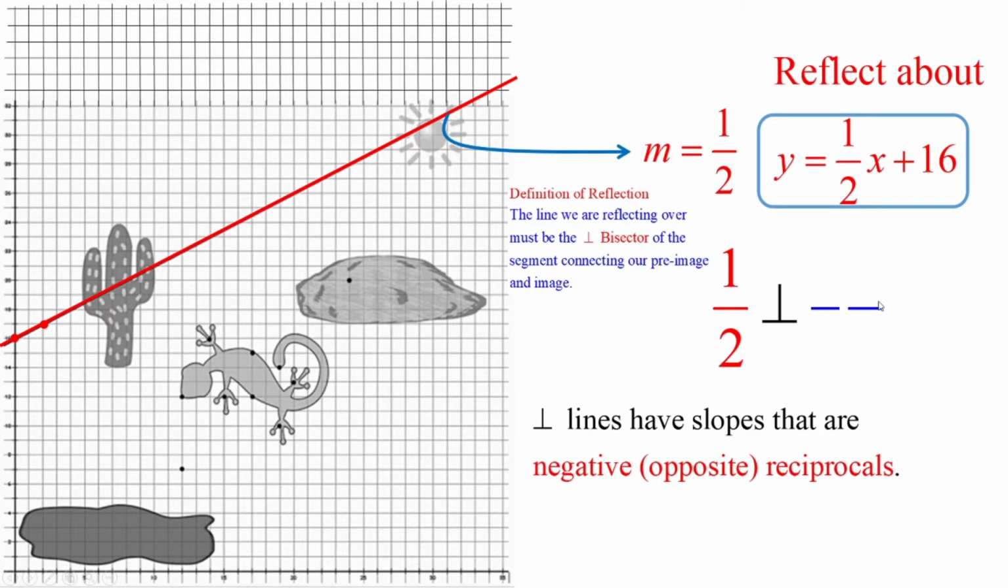Here's my fraction bar right there. And what is the reciprocal of 1/2? That would be a 2/1. So a line with a slope of 1/2 is perpendicular to any line with a slope of negative 2/1. Very cool. All right, so let's get to work here. Wow, we have a lot of anchor points that we need to reflect using slope here, okay?